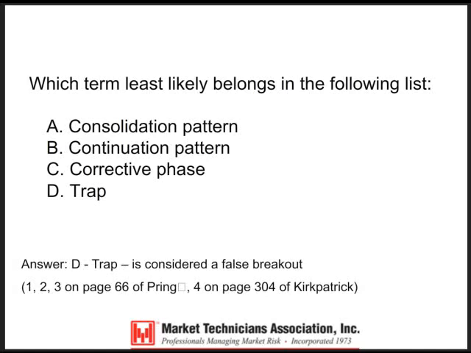Okay, which term least likely belongs to the following list? And the answer is D, the trap. It's considered a false breakout, and it's explained there in Pring and Kirkpatrick. All the others are patterns that we see in technical analysis, and they do have rules that they follow, and if they fail, obviously the pattern has to come into question.